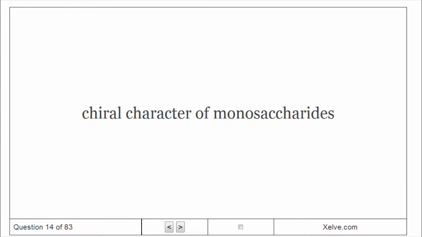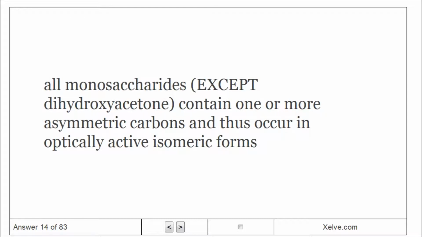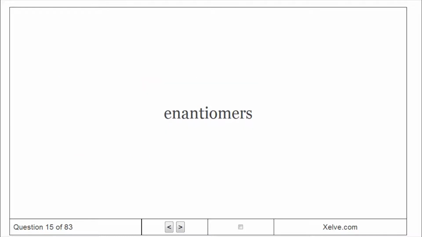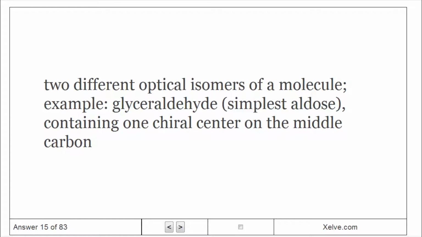Chiral character of monosaccharides. All monosaccharides, except dihydroxyacetone, contain 1 or more asymmetric carbons and thus occur in optically active isomeric forms. Enantiomers are 2 different optical isomers of a molecule. Example: glyceraldehyde, the simplest aldose, containing 1 chiral center on the middle carbon.